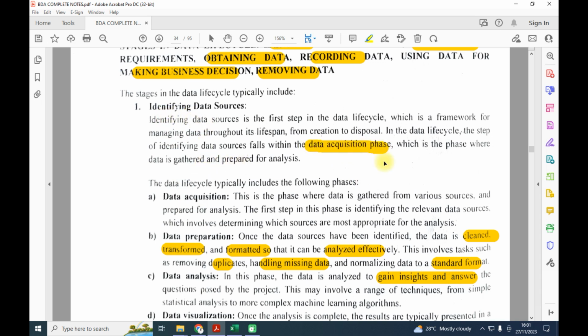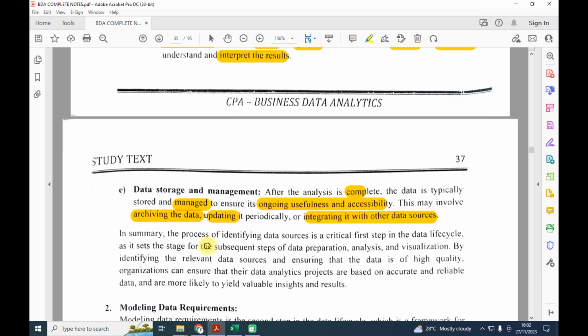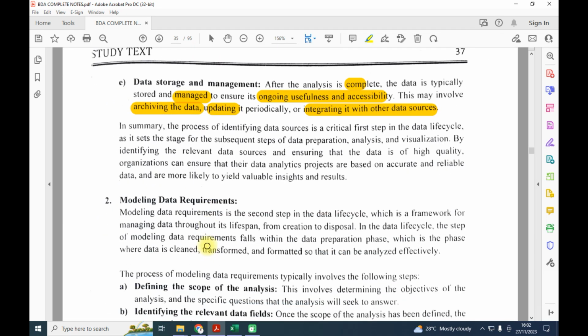The data acquisition phase. Data acquisition phase, that is under phase 1 of the life cycle. That is under identifying the data source. And you have seen we are identifying it from different sources. Then number 2, modeling data requirement.